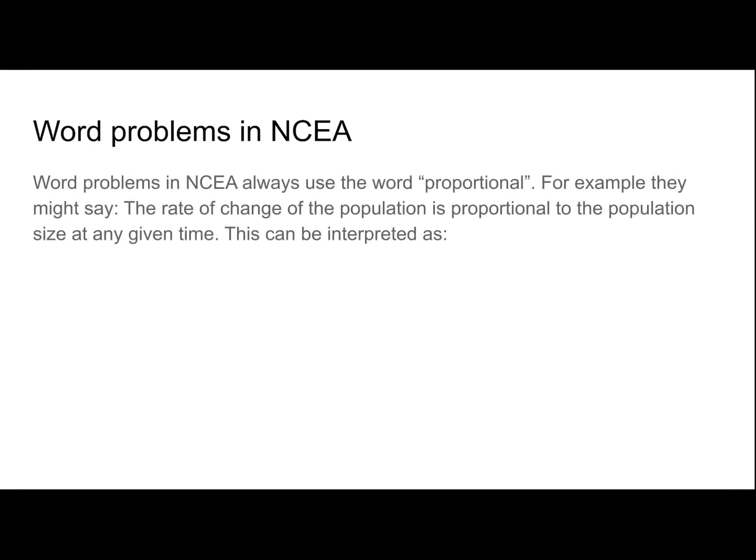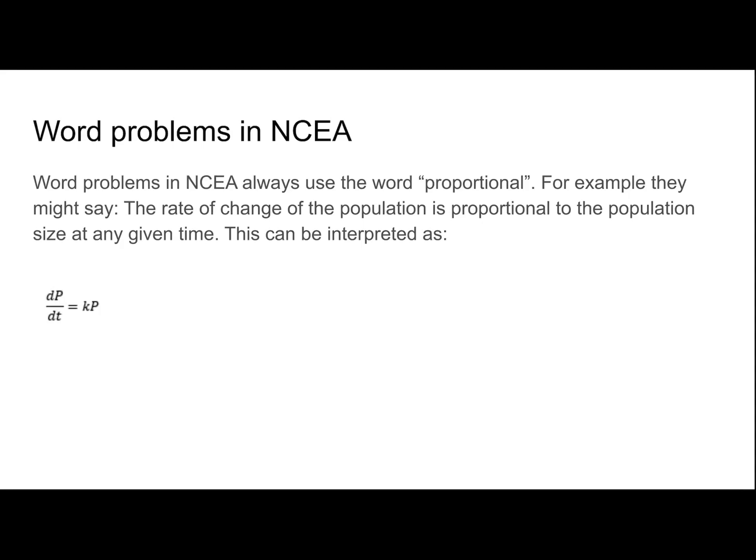Alright, so word problems in NCA. In NCA, they won't just give you an equation, they'll always be asking you to form your own differential equation. The word problems in NCA will use the word proportional, or not always, but let's say 99% of the time. For example, they might say the rate of change of the population is proportional to the population size at any given time. This can be interpreted as dP over dt equals Kp, where K represents any constant.